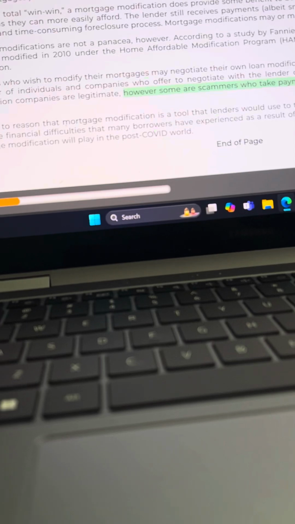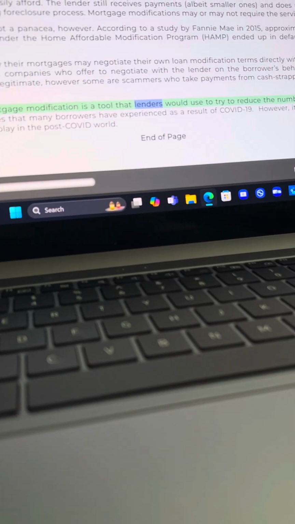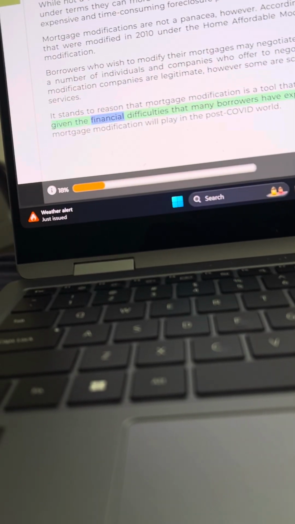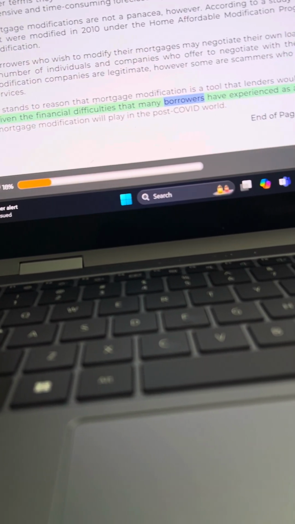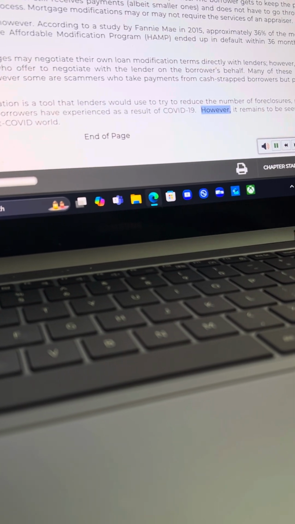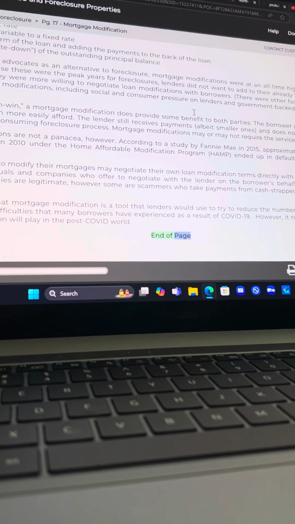It stands to reason that mortgage modification is a tool that lenders would use to try to reduce the number of foreclosures, particularly given the financial difficulties that many borrowers have experienced as a result of COVID-19. However, it remains to be seen what role mortgage modification will play in the post-COVID world. End of page.